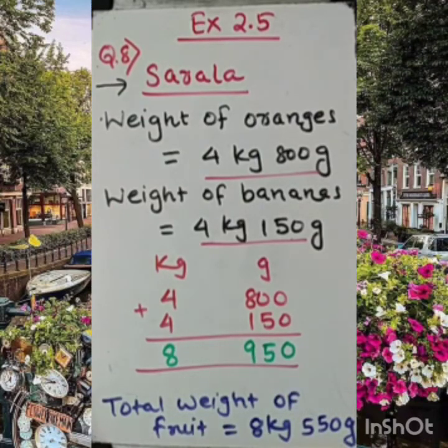So in this case also, this is for Sarla, the total weight of fruits here is 8 kg 950 gram. The total weight of fruits is coming in the second case 8 kg 950 gram. This is, we can say, result number 2. Now the question is, who bought more fruits? So let's work out the answer.